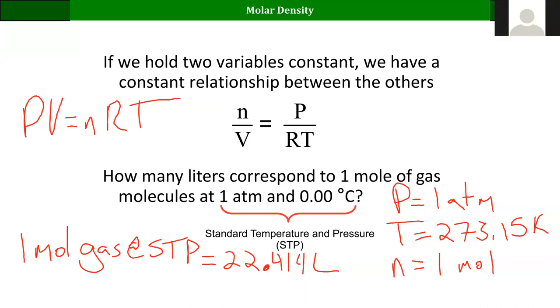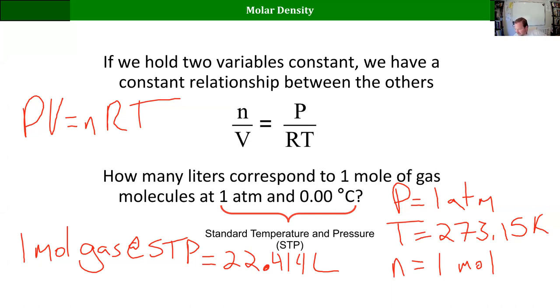Will that number, the 22.414, always be the number for volume in this equation? As long as you're at STP. If you're at standard temperature and pressure, then yes, that's a really convenient number to have. As soon as you're not at STP, you can't do that. And you actually have to plug in your new pressures and temperatures to solve for volume or to solve for moles.